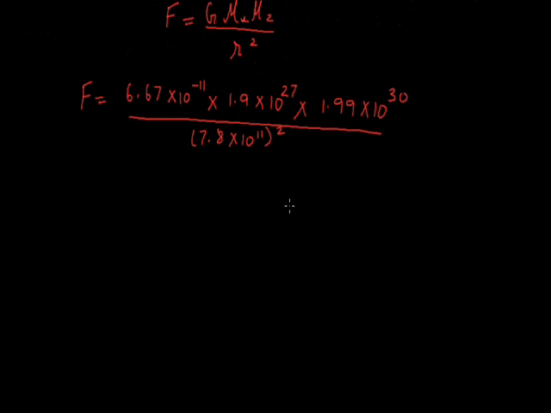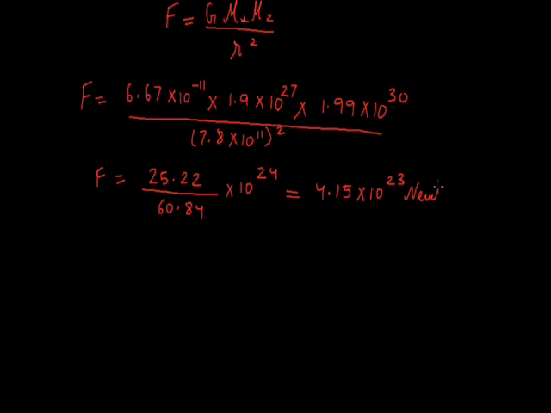Now on solving it mathematically, we will be getting F as 25.22 over 60.84 into 10 raised to the power 24. On solving it further, we will be getting 4.15 into 10 raised to the power 23 Newton. So this is the gravitational force which is existing between the Sun and Jupiter.